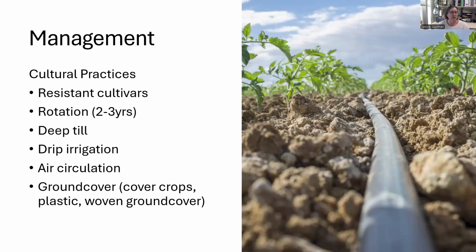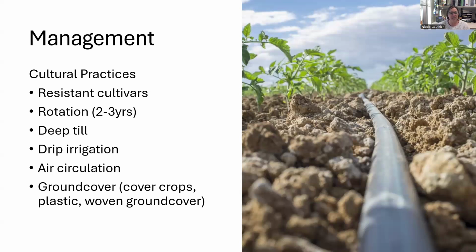Deep tilling. So tilling after harvest and then again before the next crop goes in helps bury debris. And in burying that debris, it breaks down more quickly and any overwintering pathogens will be broken down with it.